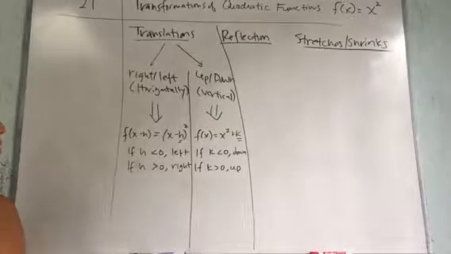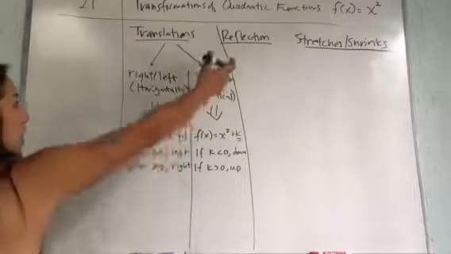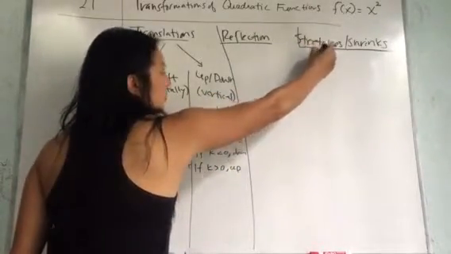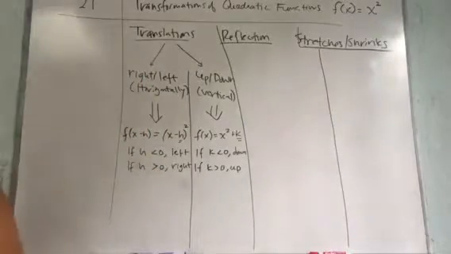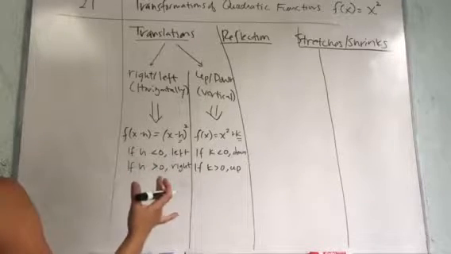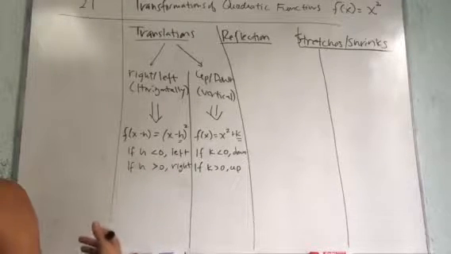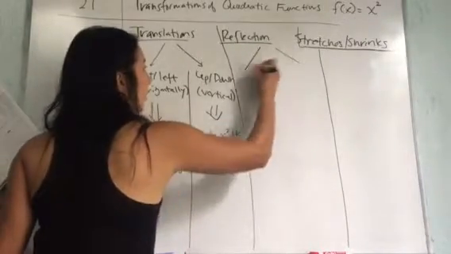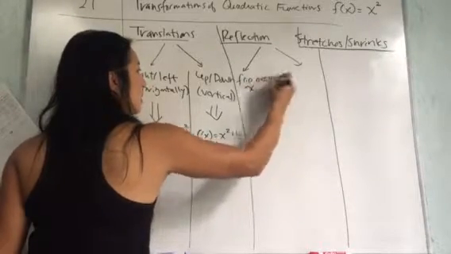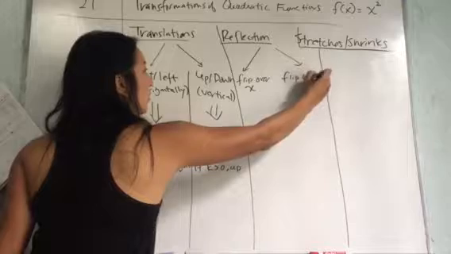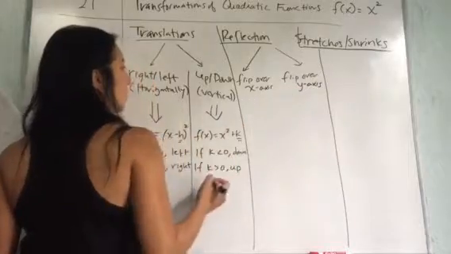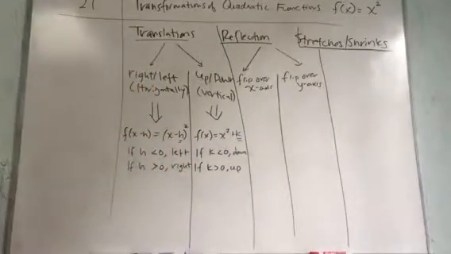Now the other kind of transformation that happens for a quadratic function is the reflection. If you have a reflection, there's two kinds of reflections that can happen. You can flip it over the x-axis or you can flip it over the y-axis. I'll write axis to be a little more descriptive. So you have these two situations here.